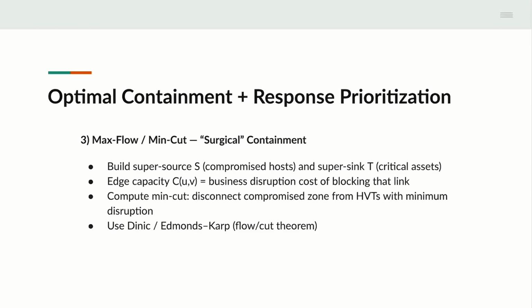When we compute max flow, the corresponding minimum cut gives the cheapest set of edges to remove so that the compromised site cannot reach the critical site. So the algorithm doesn't just isolate everything, it finds the containment boundary that blocks attacker paths while minimizing SLA impact. We can use Dinic's algorithm or Edmonds-Karp to compute this cut.